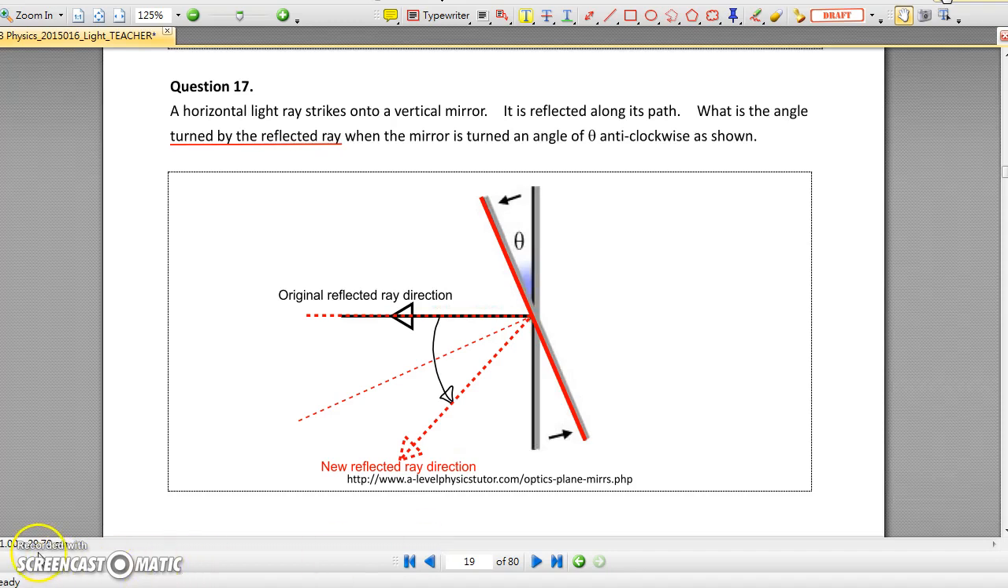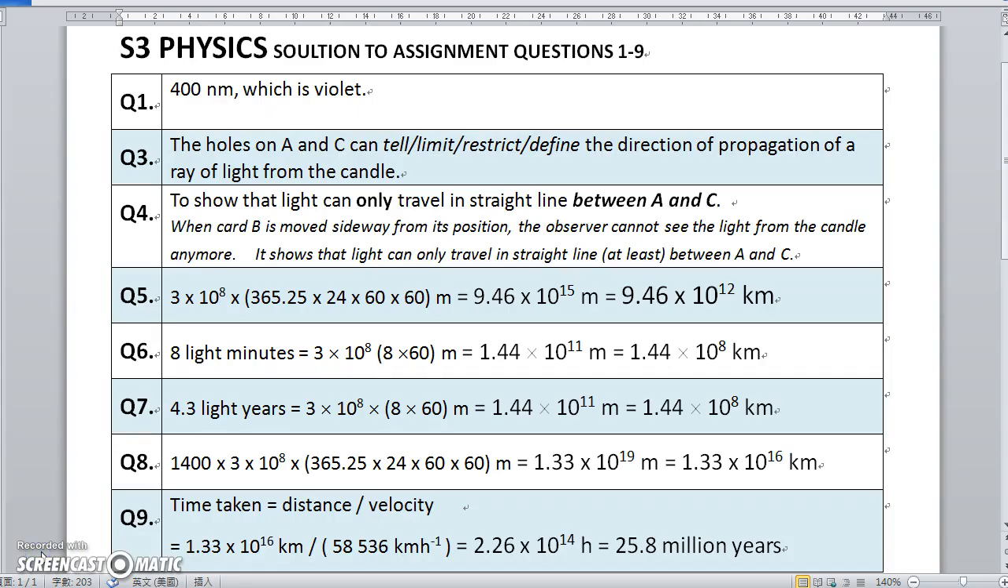Lastly, let me show you the solution of the homework.